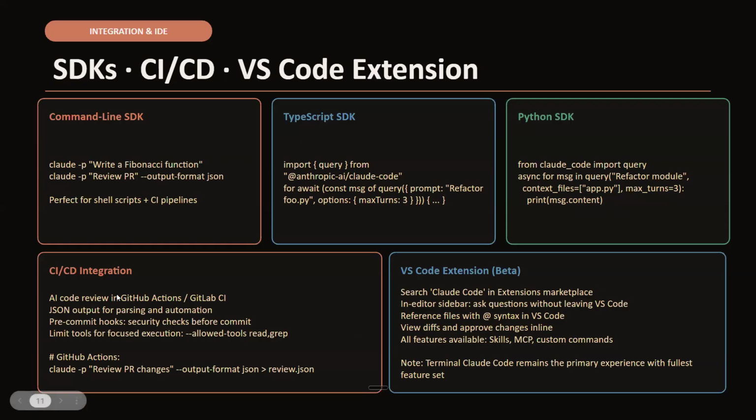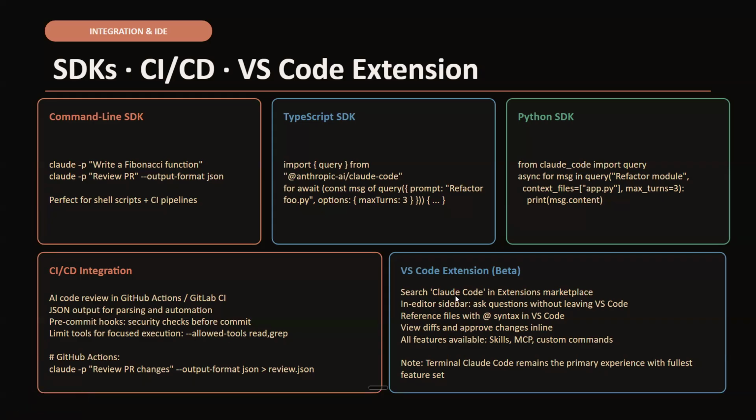For CI/CD integration, the most popular use case is automated code review on every pull request, running in GitHub Actions with this particular command here, which will pass the JSON output and post the results on the PR comments. Pre-commit hooks are possible using allowed tools if you go in this way.